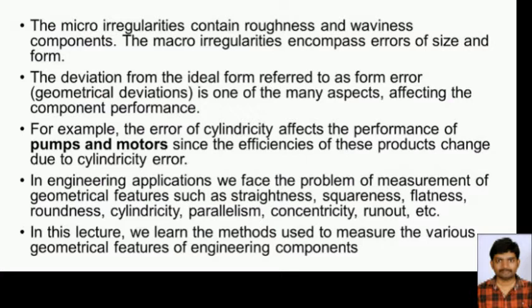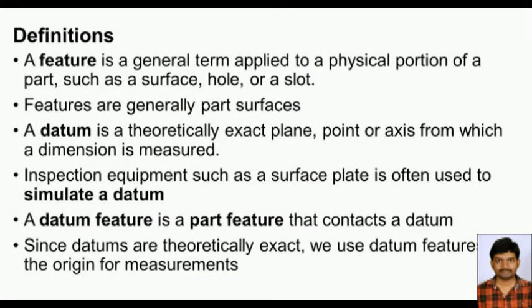Now, let us try to understand the various definitions associated with the geometric deviations of the components. Many times we use the term feature. A feature is a general term applied to the physical portion of a component, such as a surface or hole or a slot. These features are generally part surfaces.